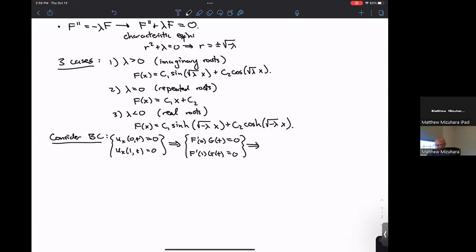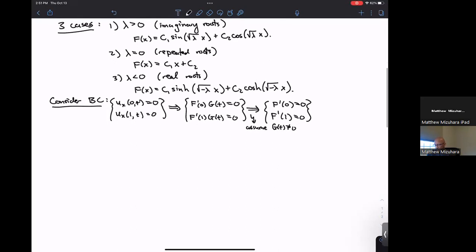And as usual, because I want non-trivial solutions, I should assume that g is non-zero, right? If g is 0, then everything just zeroes out. So we assume g of t is non-zero. And so that gives us our boundary conditions for f. So f prime of 0 is 0. f prime of 1 is 0. Okay, and so these are the conditions I'll use to check which of these three candidate cases I should keep and which ones I should get rid of. Okay, so I'll highlight this to remember this is important.